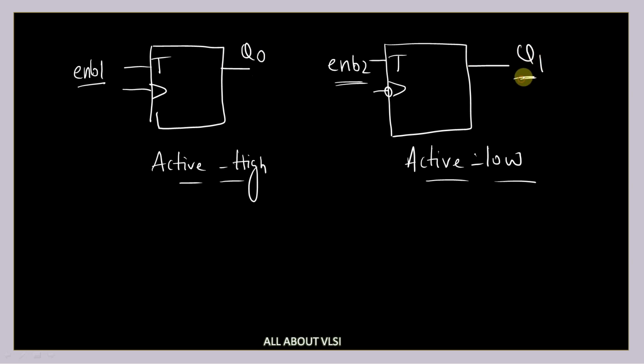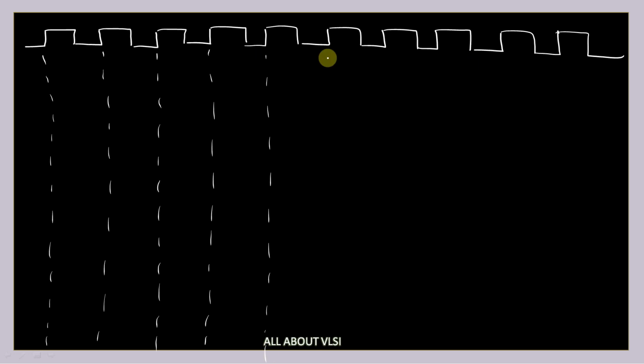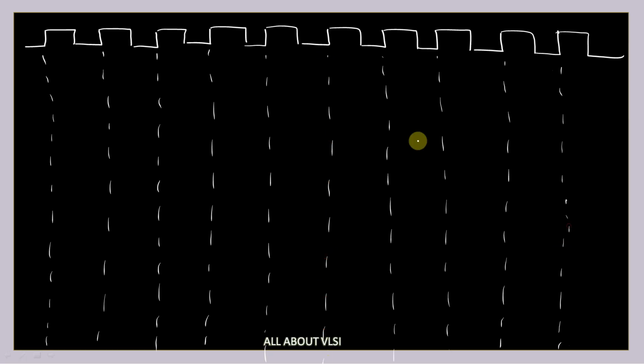Let us first of all try to find out this Q0 and Q1. Let me draw the clock. These are my positive edges of clock. Now I am going to take a mod 3 counter. The mod 3 counter is going to start counting from 0, 1, 2, and it is coming back to 0 again.